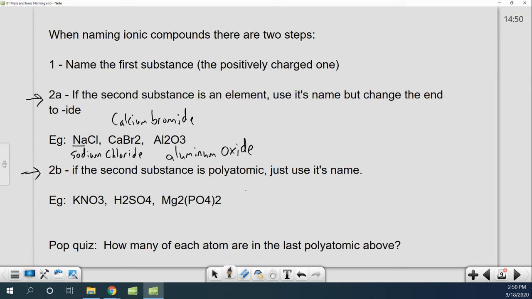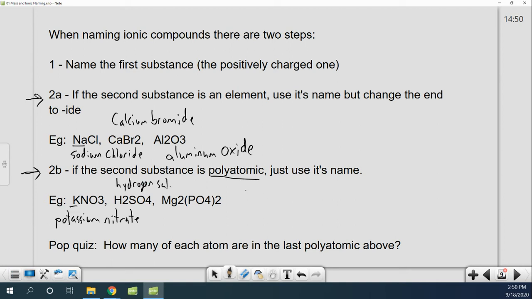Now there's a second case. If the second substance is polyatomic instead, you don't have to add IDE, you just use its name. So this is potassium, and NO3 is nitrate. I'll make sure I get you guys a copy of the polyatomic sheet so you have the names with you. This would be hydrogen.